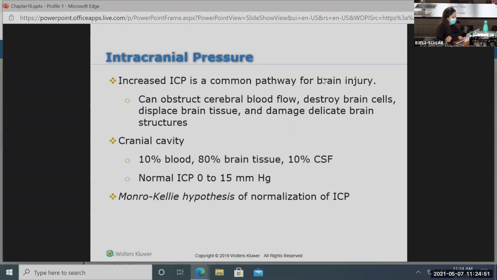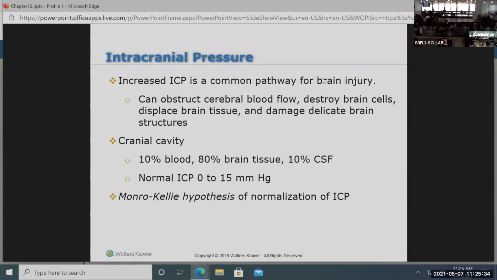Intracranial pressure. Increased intracranial pressure is a common pathway for brain injury. With that intracranial pressure, it can obstruct the cerebral blood flow. As a result, it can destroy my brain cells. As a result, it can displace my brain tissue and damage delicate brain structure.